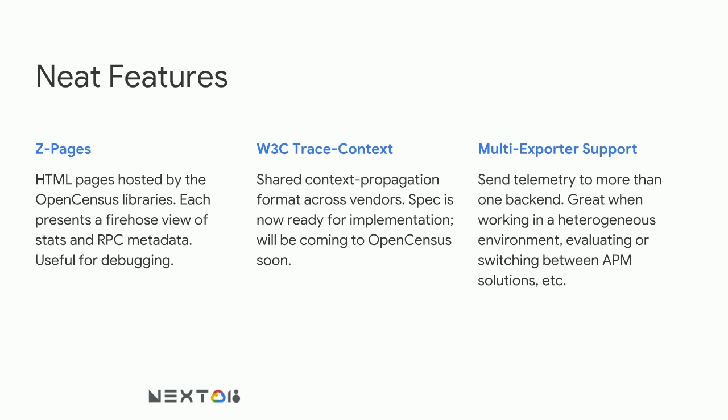OpenCensus will support that. So if some company gets acquired and comes into your company, and they're using a different set of tools, as long as you're using OpenCensus, you can send the telemetry to all of those tools and satisfy everybody, which is really great.